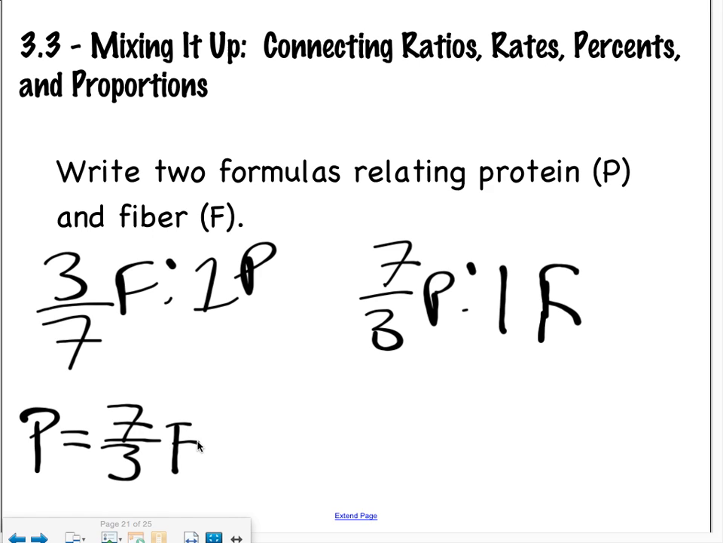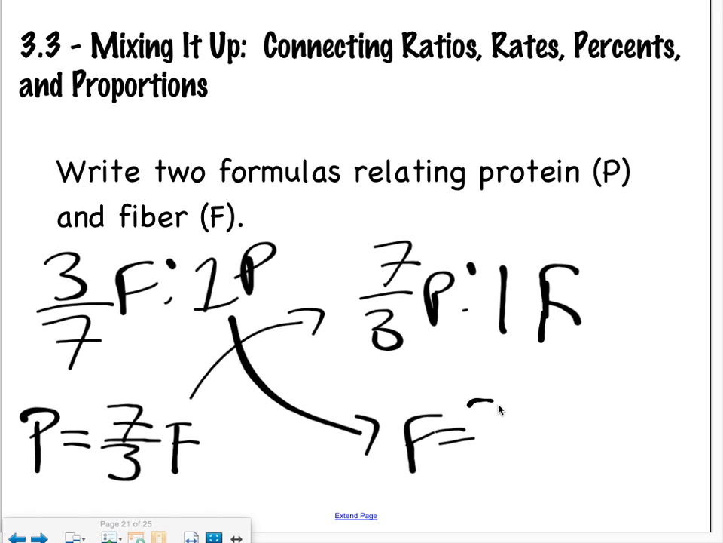Okay? And that comes from this unit right here. Because for every 1 scoop of fiber, we will have 7/3 scoop of protein. On the other hand, from this unit right here, we get the equation F equals 3/7 P. And if we're unsure, plug 1 in for P. So if there's 1 scoop of protein, 1 times 3/7 will be 3/7. So 1 scoop of protein should give us 3/7 fiber.